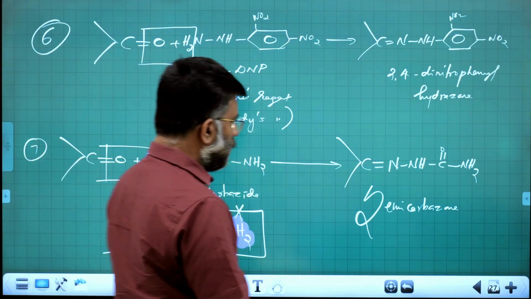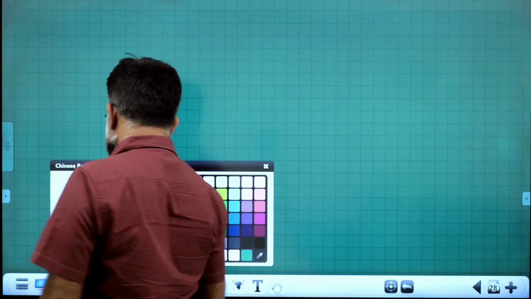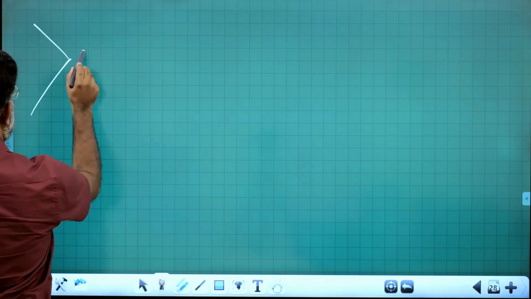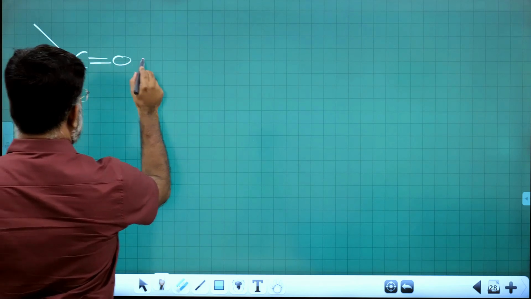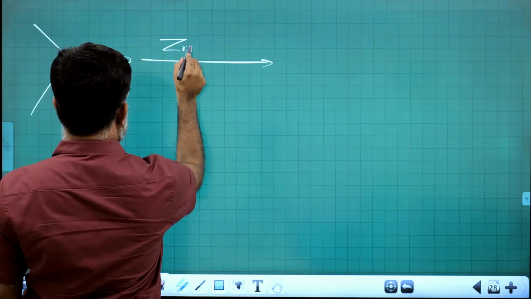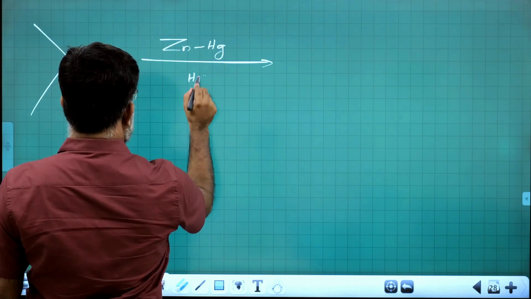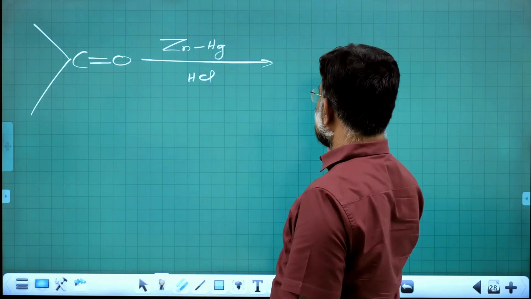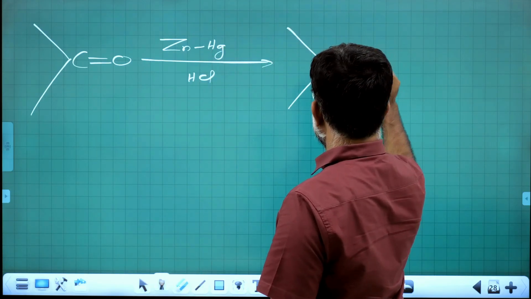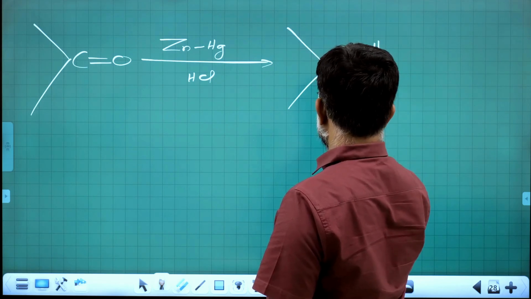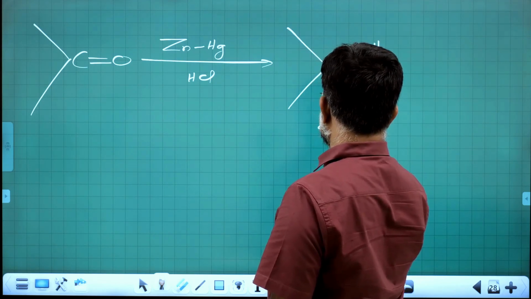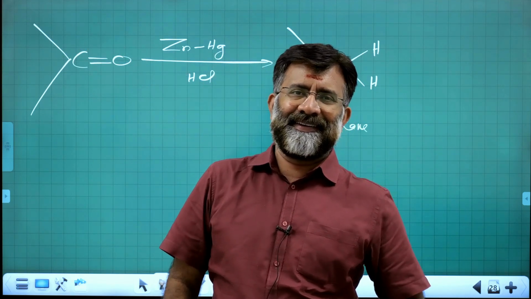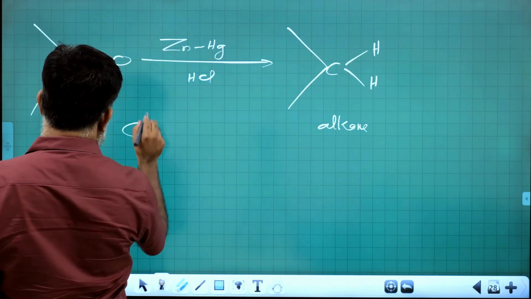Almost all of you may remember the very popular reactions, the so-called Clemmensen reduction and Wolff-Kishner reduction. Carbonyl compound treated with zinc amalgam and HCl. The result will be that O is out and is replaced by hydrogen. You get the corresponding alkane part. The CO group is converted to CH2 group. Clemmensen reduction.